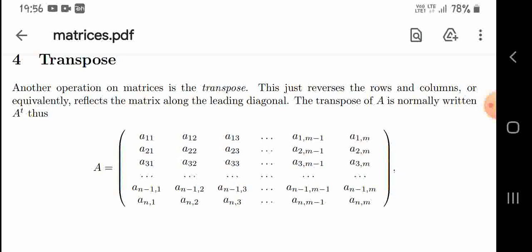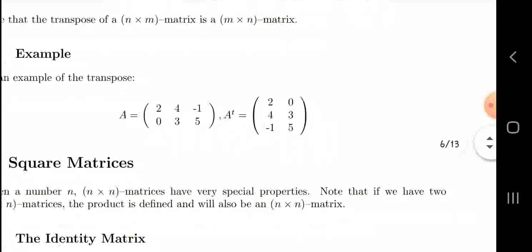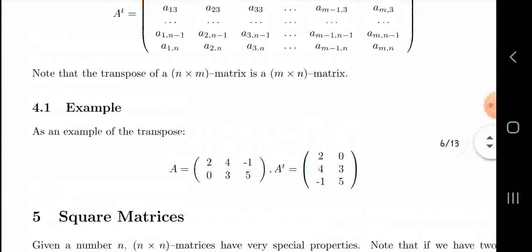Next, transpose. Another operation that you see in a matrix is transpose. This just reverses the rows and columns, so you have to just reverse the rows and columns they have given, or reflect the matrix along the leading diagonal. So here they have given a later example. A they have given 2 comma 4 comma 1, like that only you have to reverse it.